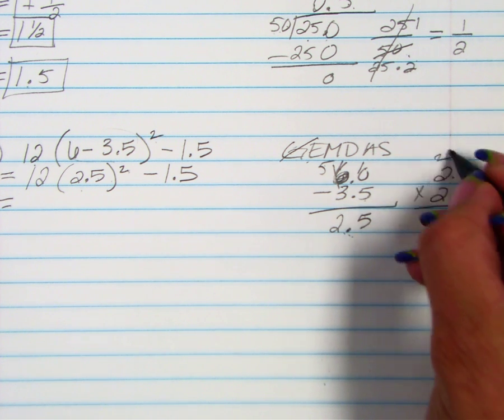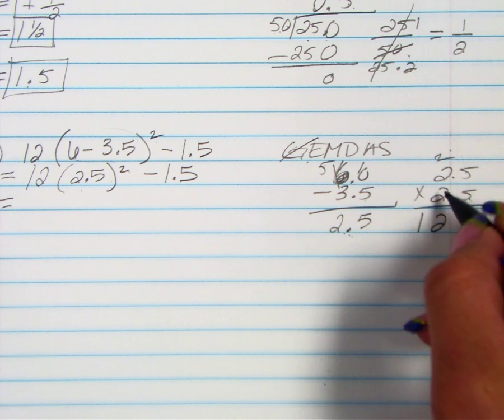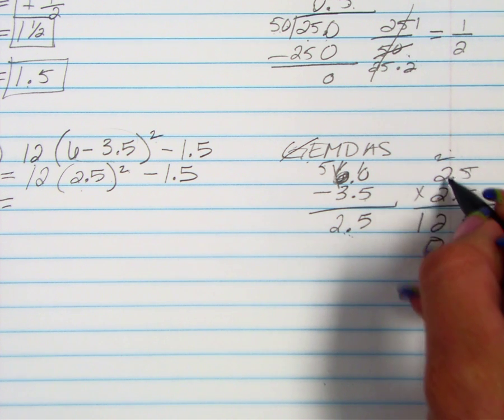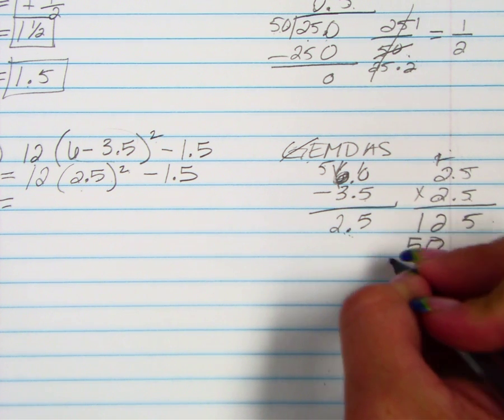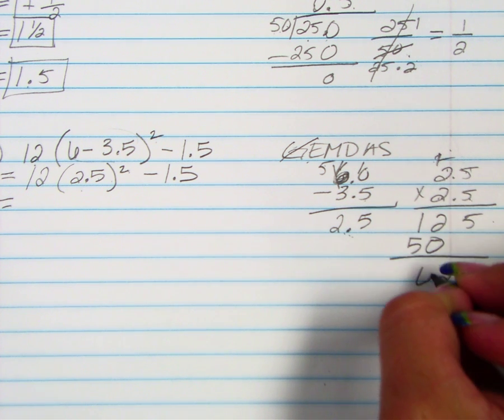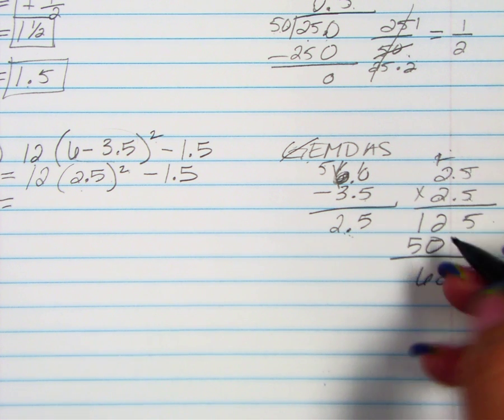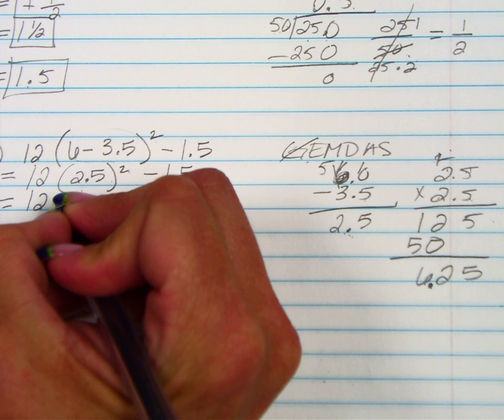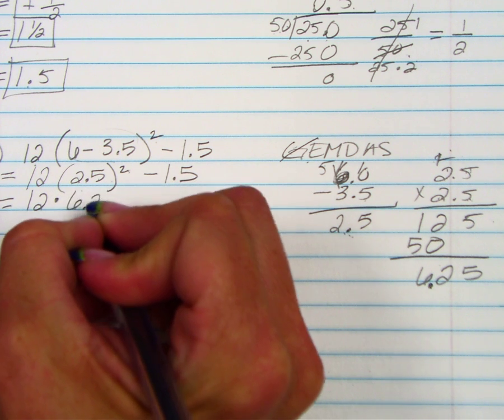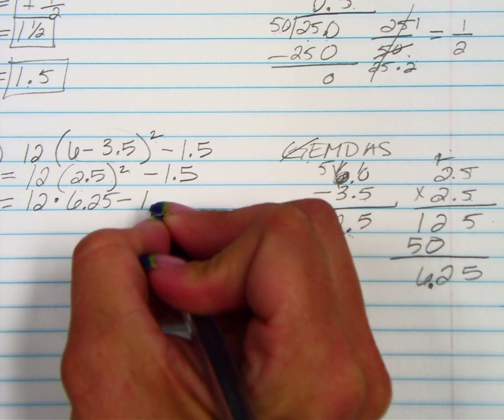5 times 2 is 10, plus 2 is 12. 2 times 5 is 10. Here in my 1, 2 times 2 is 4, plus 1 is 5. Going to add, and I need 2 decimal spaces, so I should get 6.25. So I have 12 times 6.25 minus 1.5.